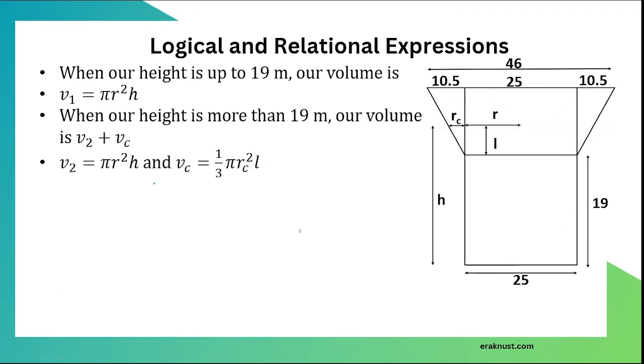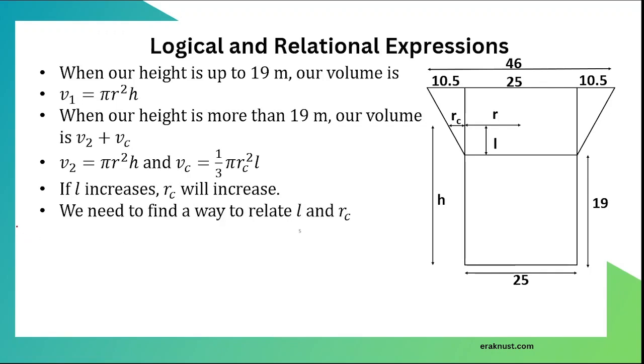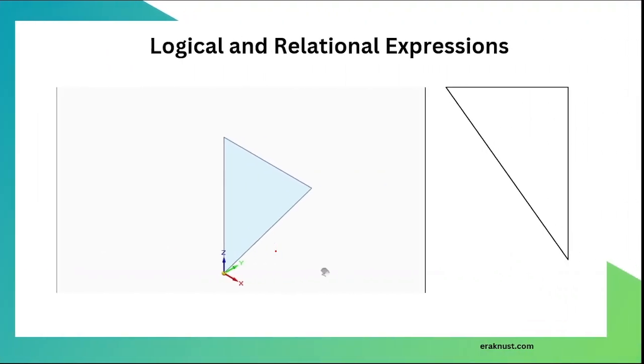So V2 is pi r squared h, depending on the h value we are given, and VC is going to be 1 over 3 pi rc squared L. That RC would be changing based on the height we are working with. If L increases, RC is also going to increase. As my L is increasing, the size of RC is going to become larger. Initially it was somewhere down here, right? So the radius of the cone is dependent on the height, and we have to find a way to relate the height to the radius as well.